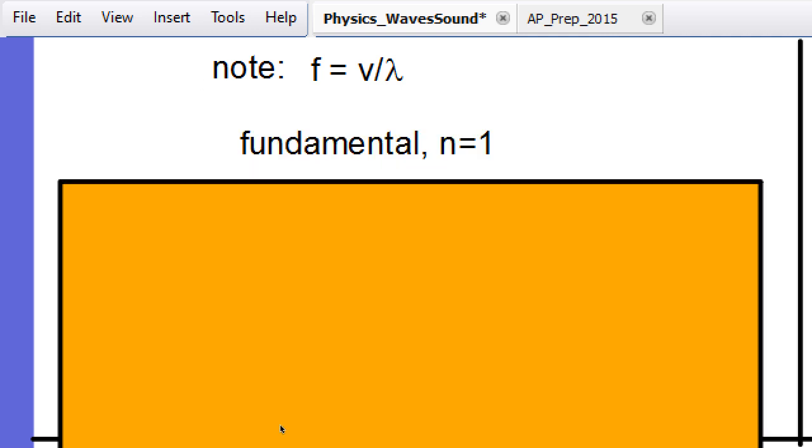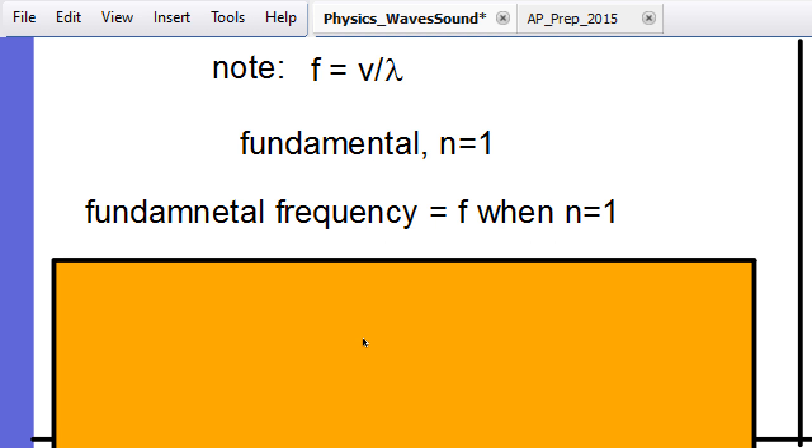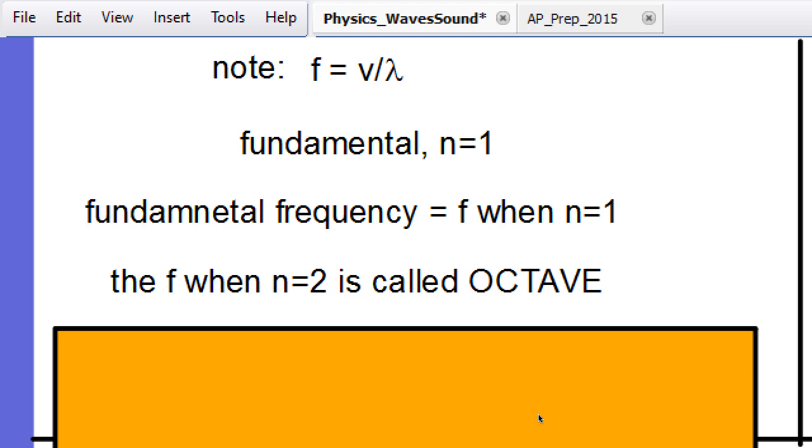The fundamental frequency, that is when n equals 1. That is when you have one antinode. That is the simplest standing wave pattern you can make. That is called the fundamental frequency. This is the note that your guitar plays when you pluck the string. It plays its fundamental. Now what about all those other n's?